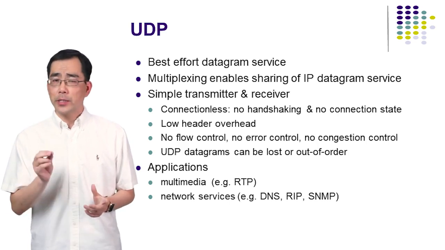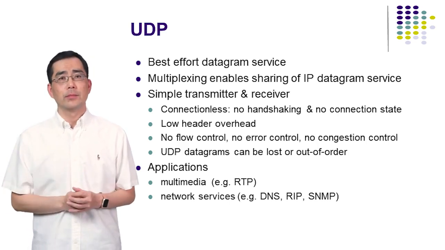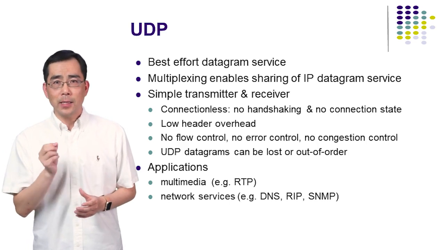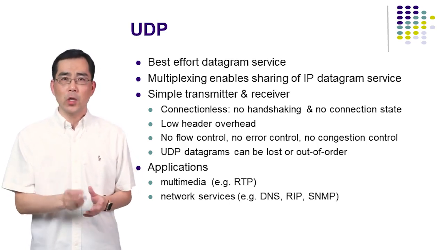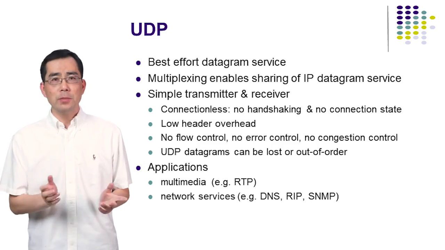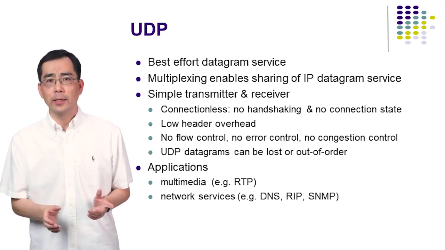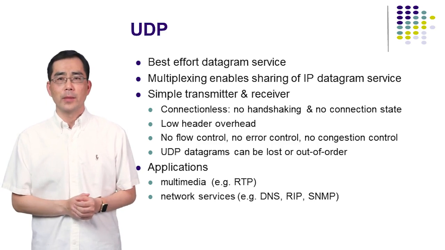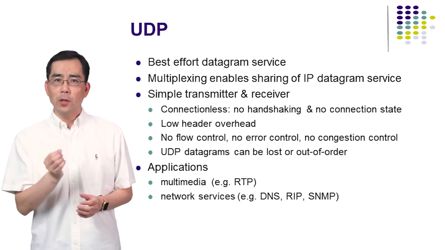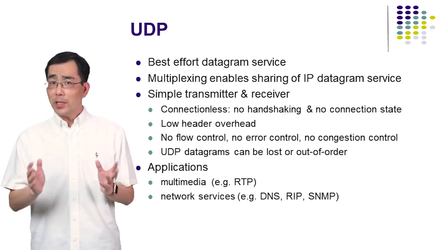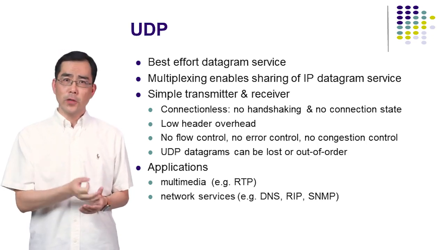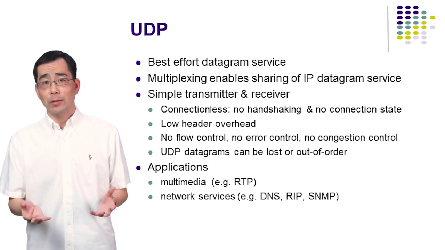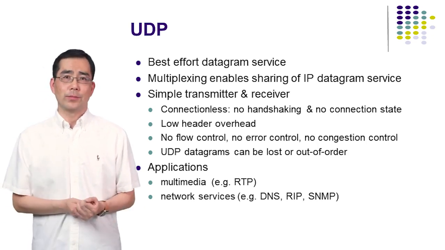IP knows how to deliver packets to a host. UDP adds a mechanism that distinguishes among multiple applications at the host. Connectionless means there is no handshaking and no state information. Therefore, the protocol is of low overhead. With UDP, datagrams can be lost or out of order. There is no flow control, no error control, and no congestion control.